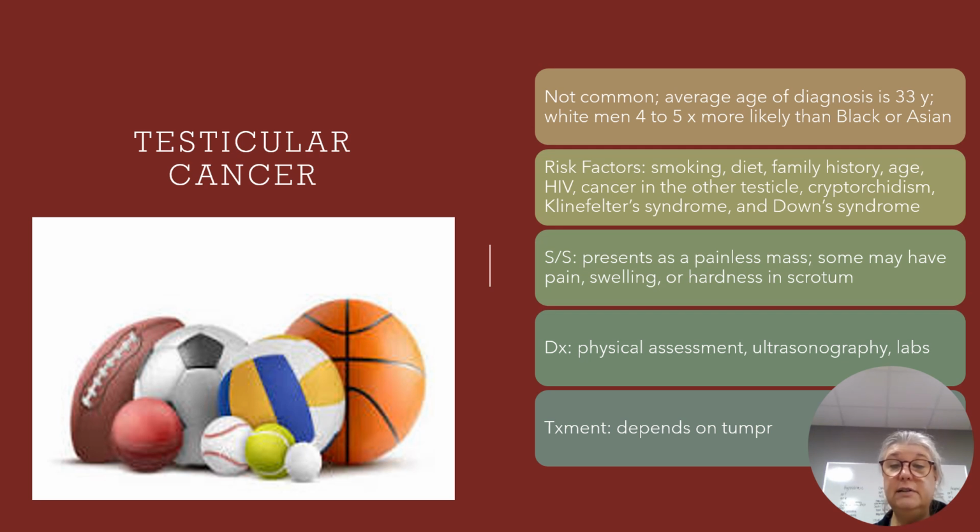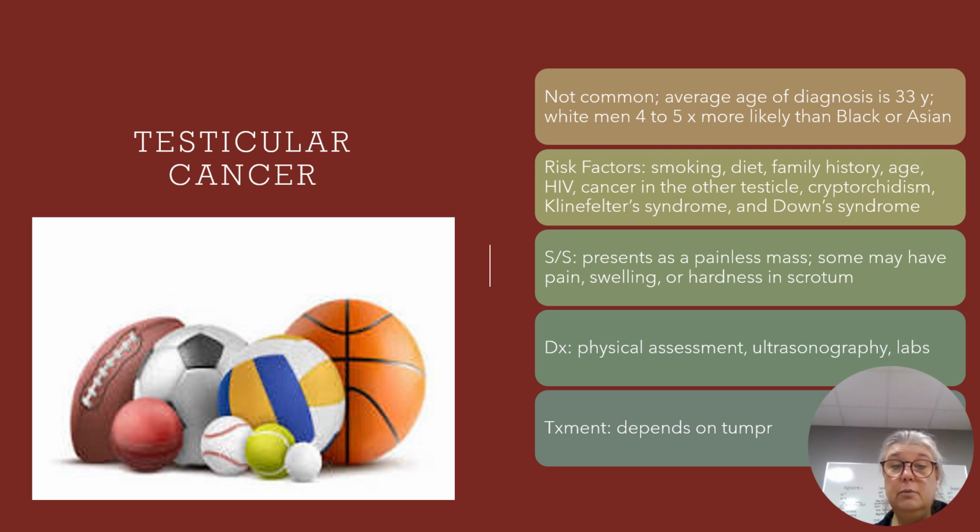Diagnosis: physical assessment, ultrasound, and labs. Treatment depends on the type of tumor. First of all, they can remove the affected testicle. Okay, they can just take that right out of there, including the blood supply to that testicle. So they actually use an abdominal incision to go in and just remove that sucker.